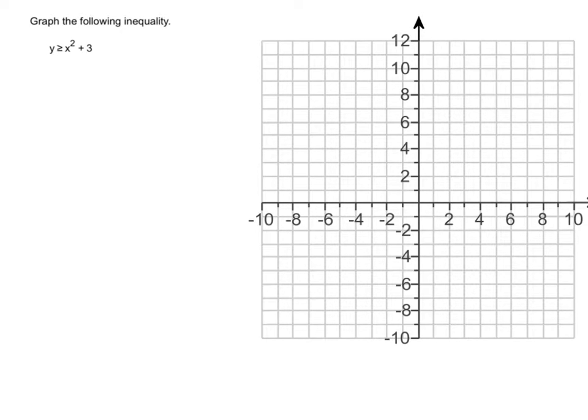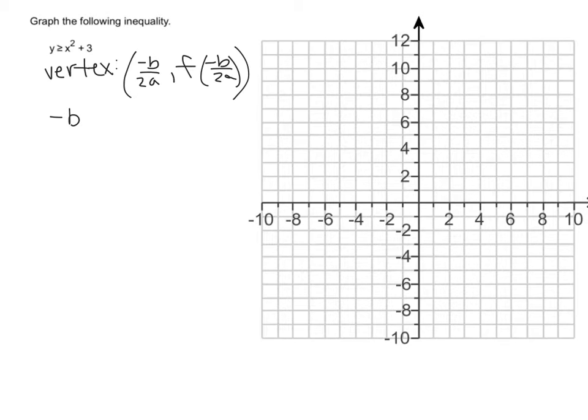Graph the following inequality: y is greater than or equal to x squared plus 3. This is a quadratic function. In order to graph the quadratic, you're going to first find the vertex. The vertex is given by negative b over 2a. That's the x value of the vertex, and the y value is f of negative b over 2a.